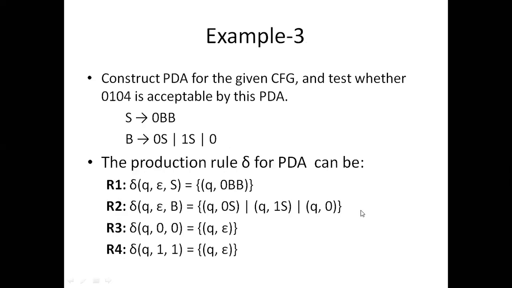Now construct the PDA for this grammar where S produces 0BB, B produces 0S or 1S or 0. Now first check whether this is in GNF form. I see that the first rule is in the GNF form because one terminal is followed by one or more non-terminals, acceptable. Even this is in GNF form, this is in GNF form, and this rule is in GNF form. So now we can directly start writing the transitions of our PDA.